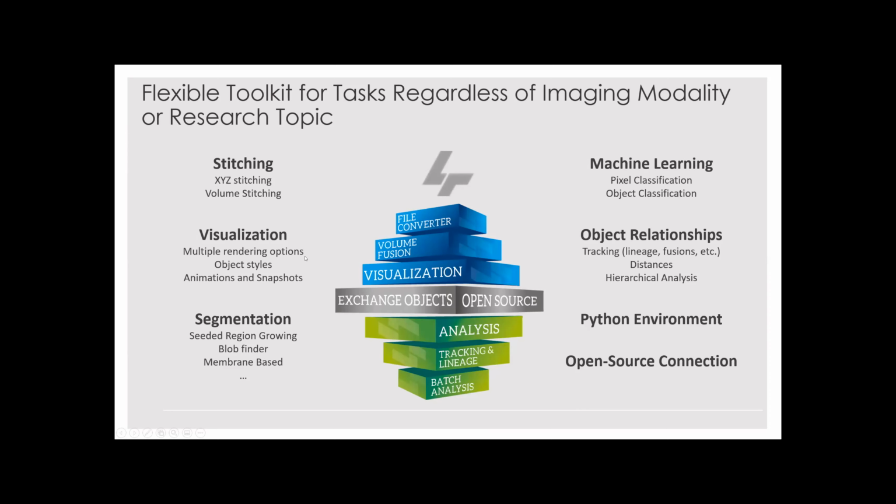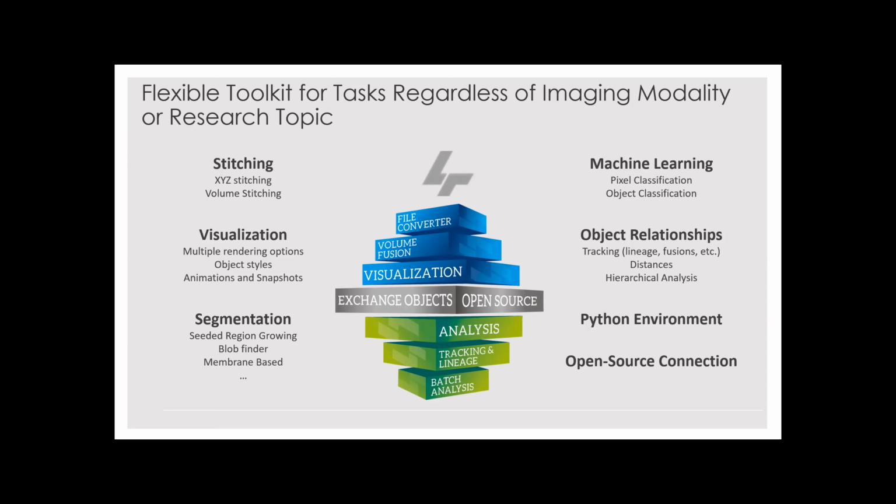We have multiple rendering options and a whole new object style module, both of which you'll see some of in Maria's demo. What you won't see is that we do have a full animation tool and snapshot tool for outputting your data for presentations. So this is where you're going to make cinematic renderings, some of which maybe you've seen throughout the workshop, and high resolution snapshots for your papers and your presentations.